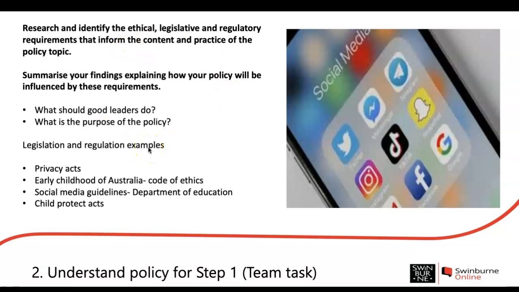So we're talking about the ethics of the situation. What are some of the ethical dilemmas that can potentially be faced when we're thinking about digital platforms and digital professionalism and communicating with parents and stakeholders and community and whatnot? What are some of the laws and regulations around this, and how does it support using this within our policy?